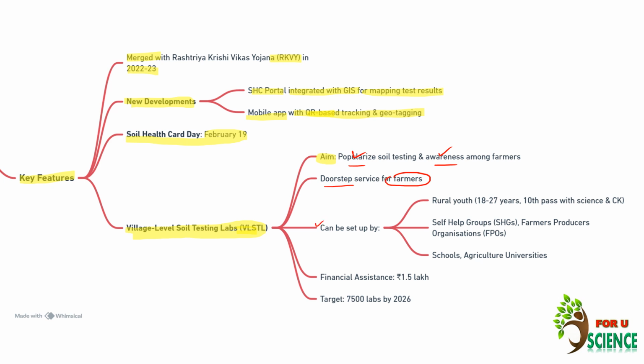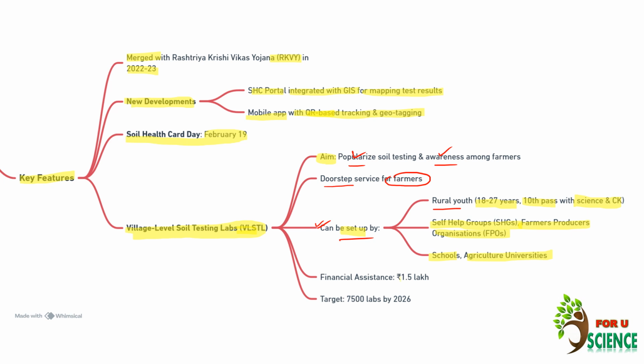Now the question arises, who can set up this lab? Rural youth within the age group of 18 to 27 years, who must be 10th pass, with science and computer knowledge. Self-help groups as well as farmer producer organizations are also eligible. Schools and agriculture universities can also set up this type of laboratory.